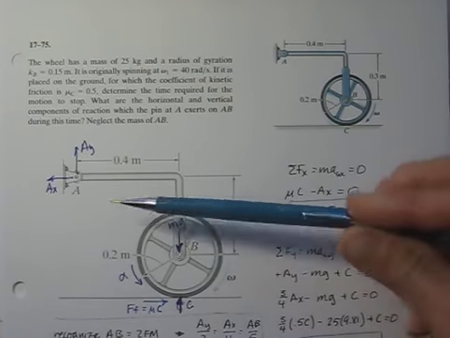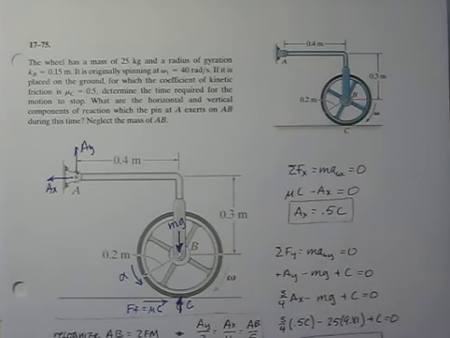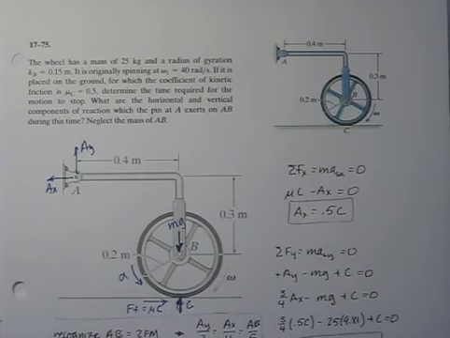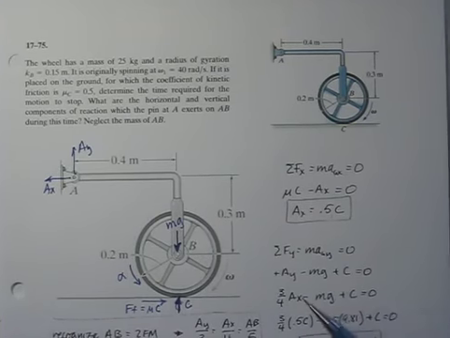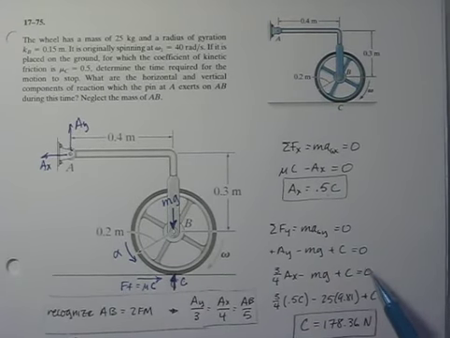How about in the y direction? Here are all my y forces: I've got C, I've got mg, I've got AY. Again, it's not accelerating or decelerating or changing any position in the y. So the sum of the forces in the y has to be equal to 0. I put all those in there, and I get AY minus mg plus C is equal to 0.